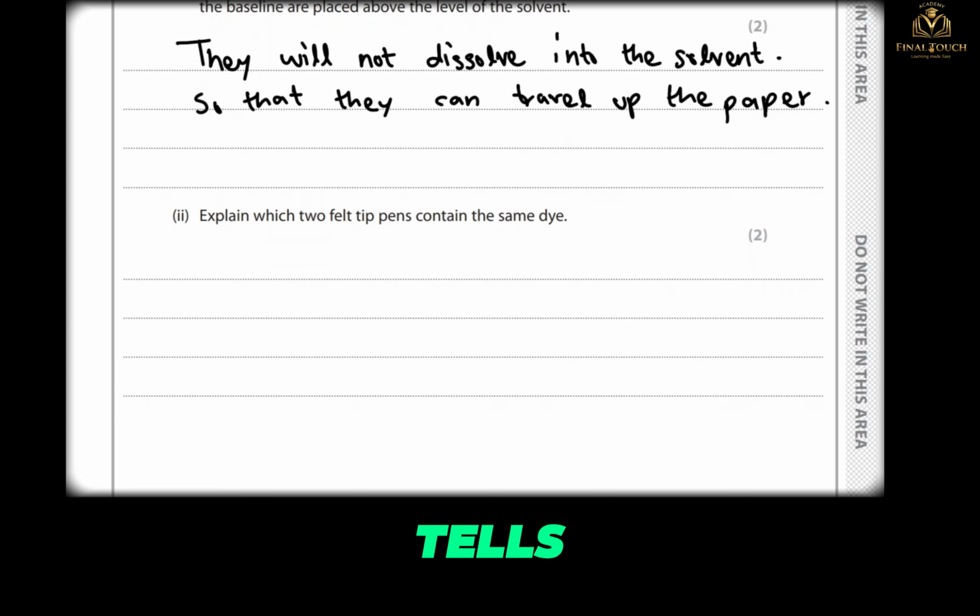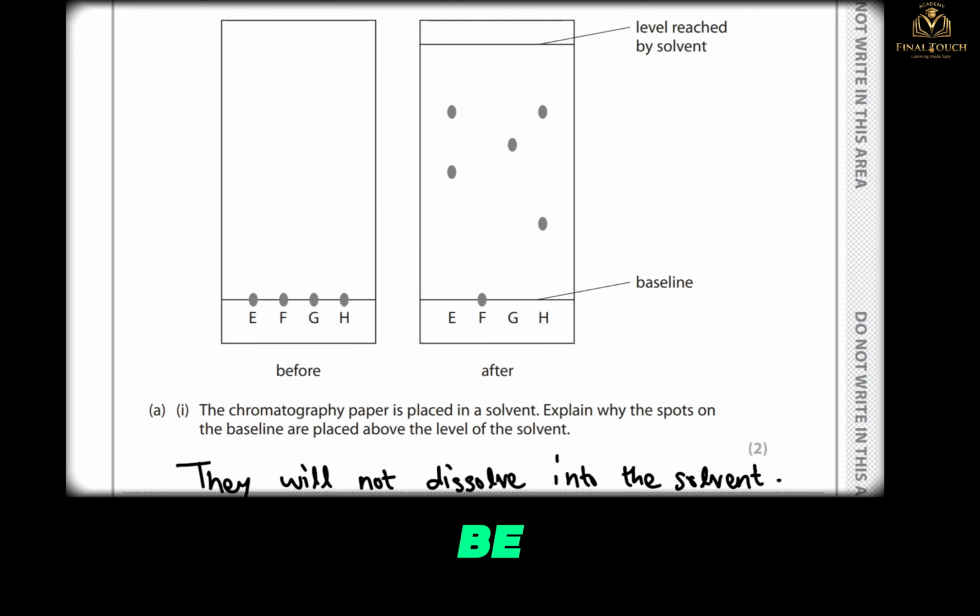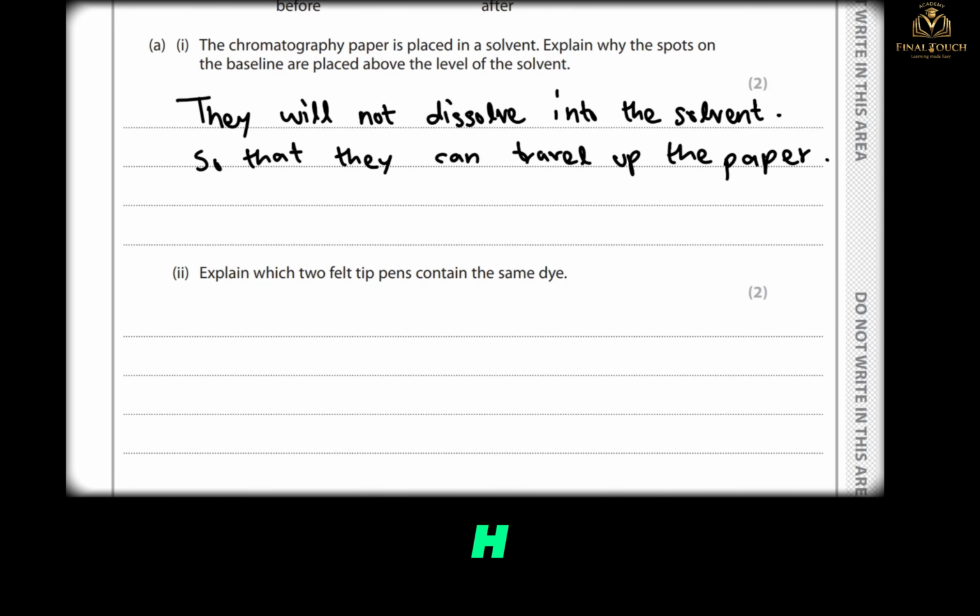So part 2 tells us to explain which two felt tip pens contain the same dye. So if we try to relate it, the answer should be E and H because both of them have a spot at the same distance. So this and this have the same distance or travel the same distance from the baseline. Therefore, E and H contain the same dye.